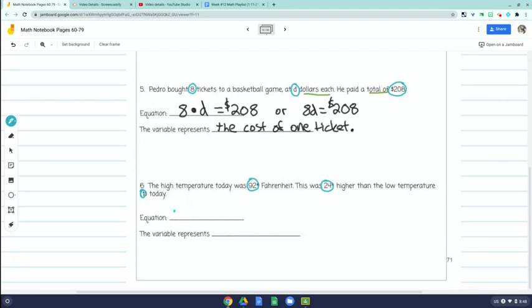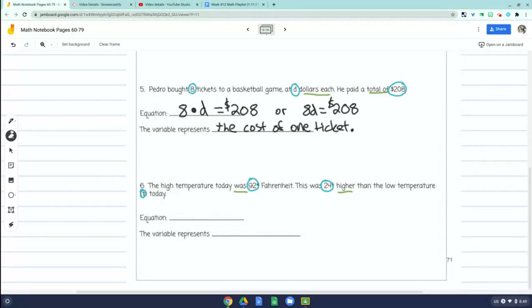So if we're making an equation here, there's a few different ways we could do this. Let's take a look at clue words first, though. It says the high temperature today was 92 degrees Fahrenheit. This was 24 degrees higher than the low temperature today. Now, this is something you're just going to have to kind of visualize in your head, but think about it like this. The temperature T is the low temperature.